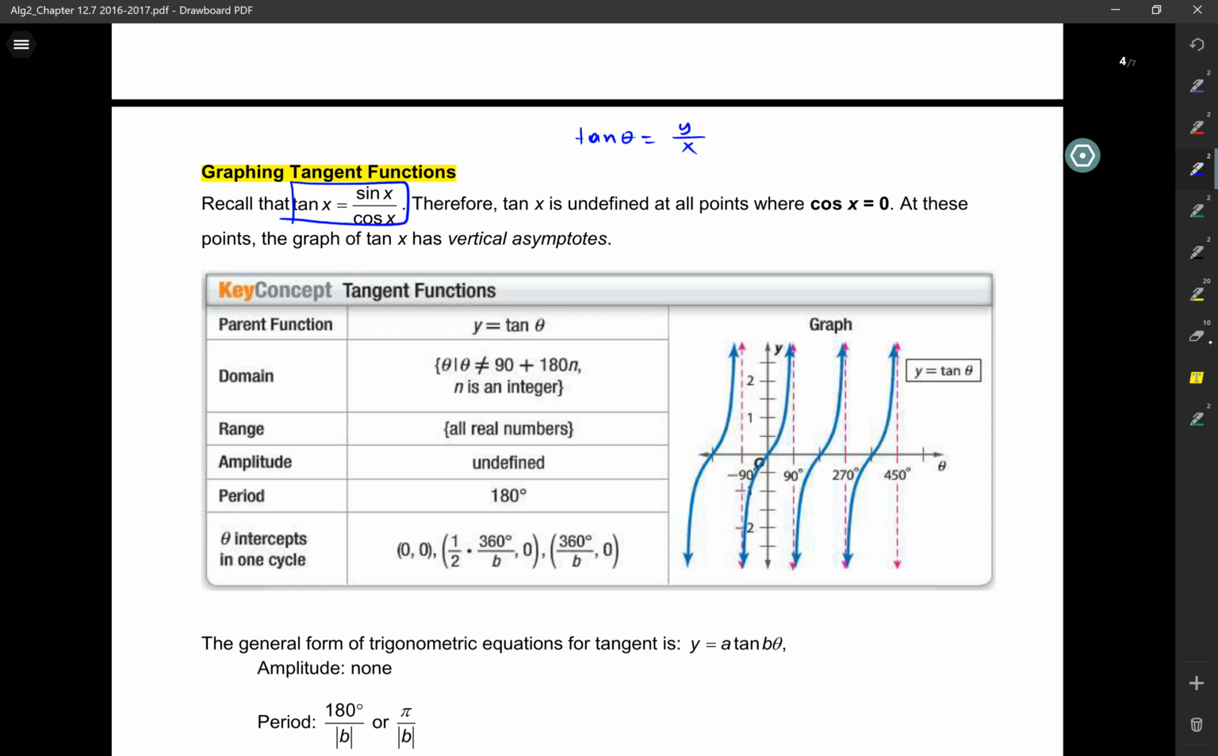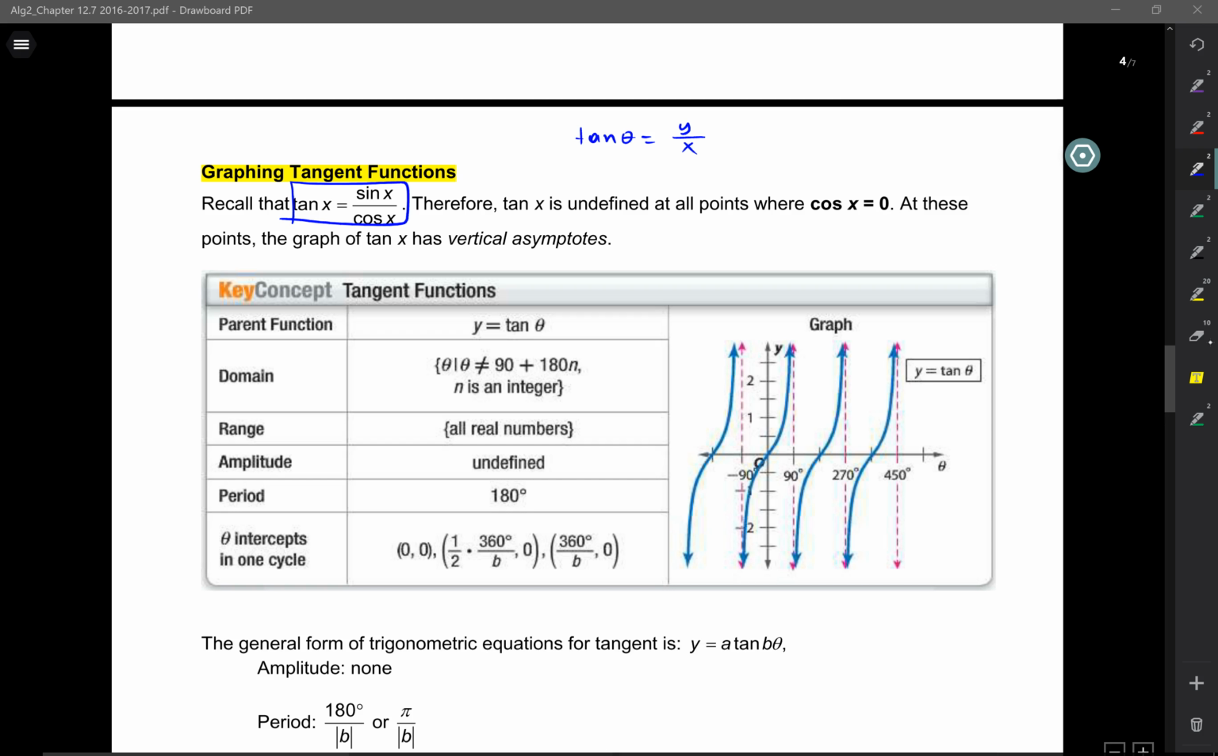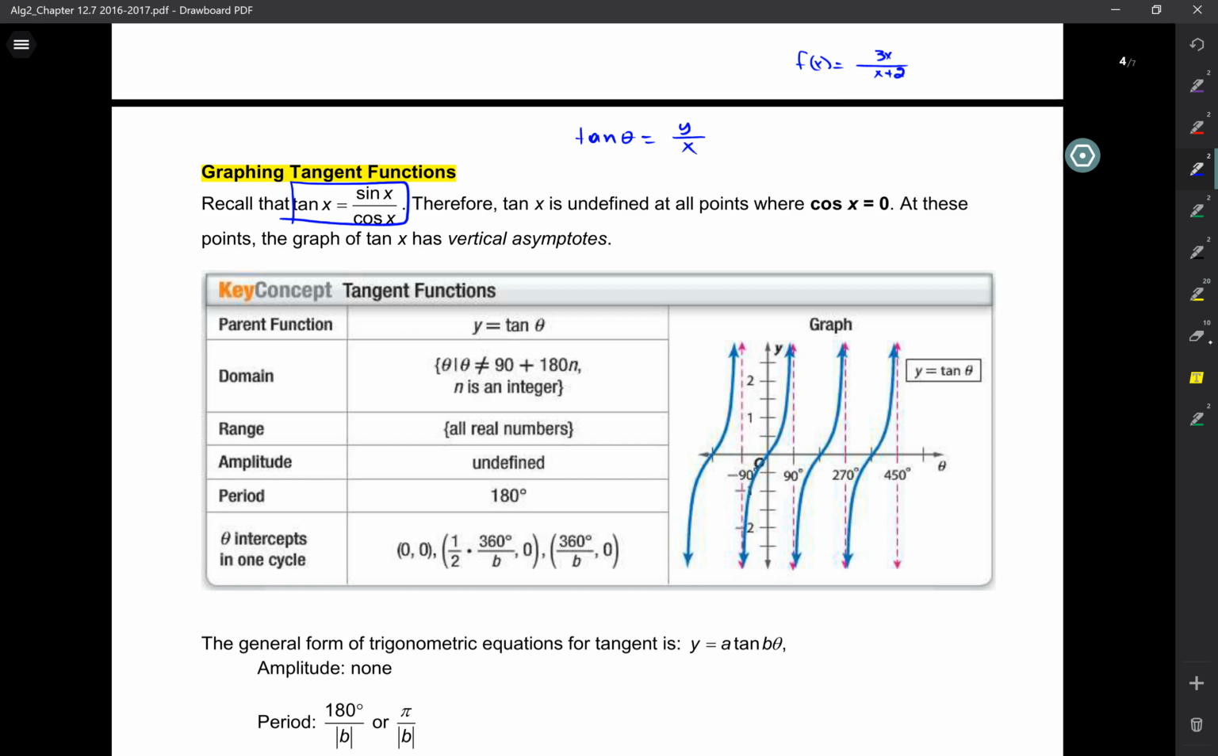Now we have a fraction, a rational function. Remember rational functions from chapter 8? Everybody's favorite. A rational function is something like 3x over x plus 2. When would that function run into a problem? When x equals negative 2, because then the denominator is 0. Remember, the denominator can never equal 0. Now for the tangent function, what's in the denominator? Cosine. So if cosine is ever 0, the tangent function can't work.